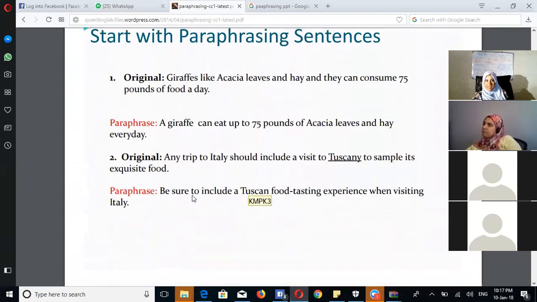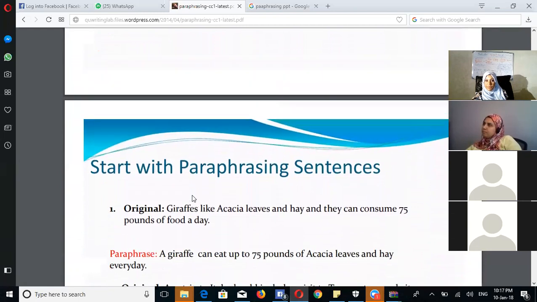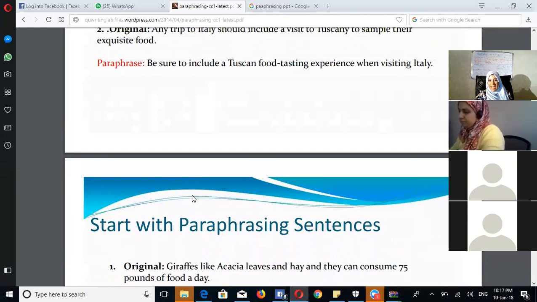Start with paraphrasing sentences. Okay, I'm going to give you one sentence to paraphrase right now, but do it as fast as possible because I want to go back to my writing. Okay. Paraphrase it. Giraffes like acacia leaves and hay, and they can consume 75 pounds of food a day. Giraffes like acacia leaves. Like is the verb here.